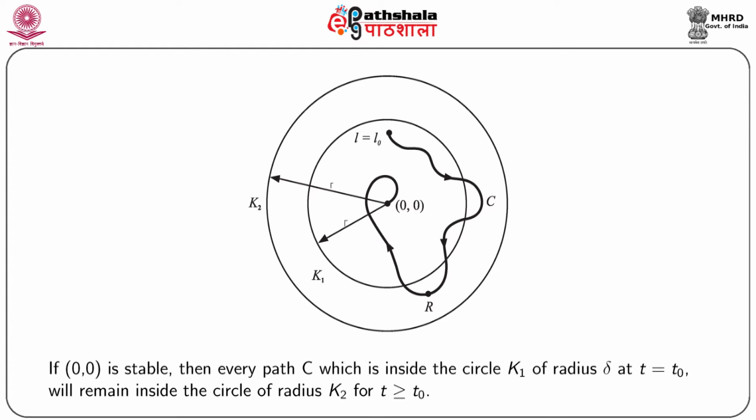Now, we will say that (0, 0) is stable if every path C which is inside this circle K1 of radius delta at time t equal to t0 will remain inside the circle of radius K2 for any time t greater or equal to t0, which means that the paths generated by this C will be contained in this circular patch within the circles K1 and K2. It means that at time t equal to t0, if the path is inside this circle K1, it will definitely be inside this circle K2 if the system is stable.